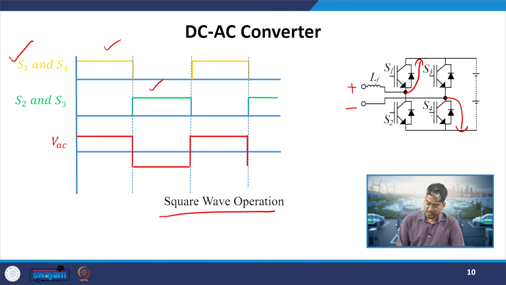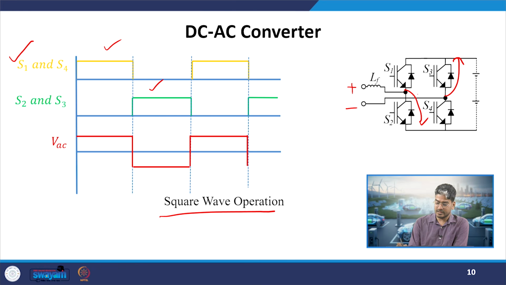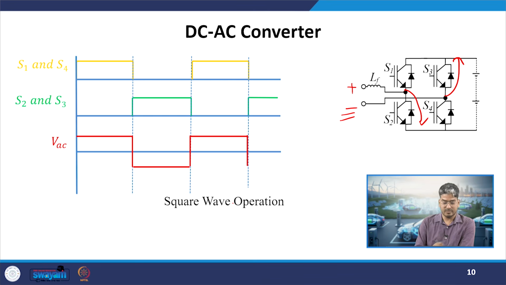Whereas on the other half cycle, when I turn on S2 and S3, the negative terminal of our AC terminal is getting connected to the positive of the supply, and the positive terminal is getting connected to the negative. So, the output voltage will now become the opposite of the previous case when S1 and S4 were on. So, we will get a negative output voltage, and the shape of the output voltage which I have just generated is a square wave. Okay, so, we have generated a square wave at the output AC terminals.